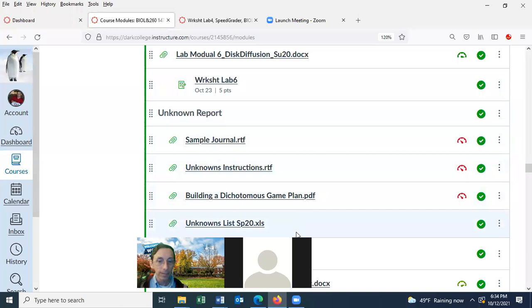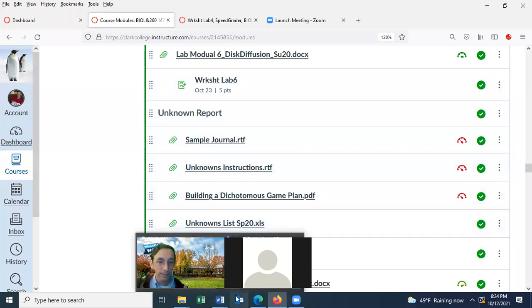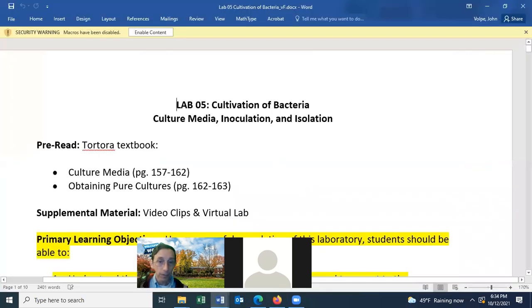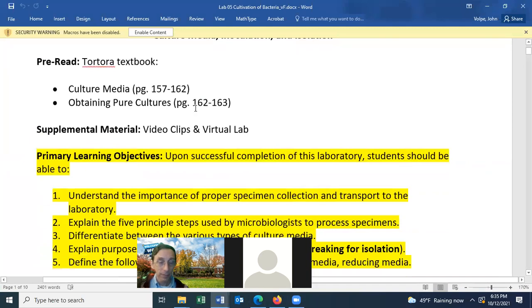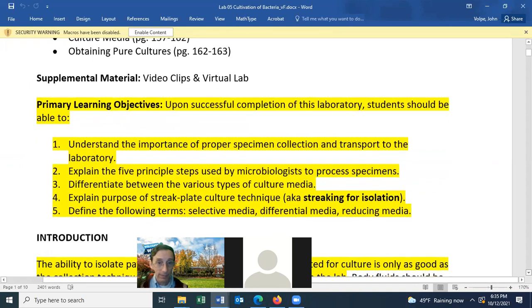All right, so let's talk about Lab 5. The cultivation of bacteria, culture media, inoculation, and isolation. There is some reading to do in the textbook, so please do that before beginning the lab. There are some video clips and a virtual lab today.